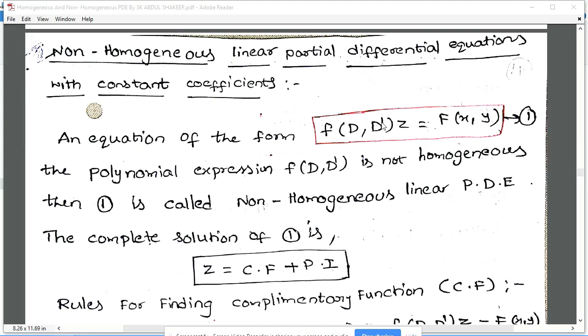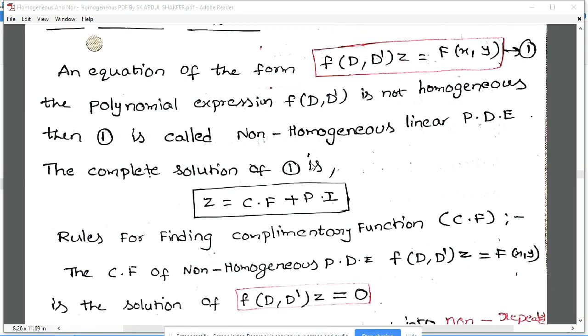The polynomial expression f(D, D'), suppose it is not homogeneous, then the equation is called a non-homogeneous linear partial differential equation with constant coefficients. Non-homogeneous means the left hand side must be not homogeneous. Not homogeneous means all the terms do not have the same order partial derivatives. If all the terms do not have the same order partial derivatives, then it is called a non-homogeneous linear partial differential equation.